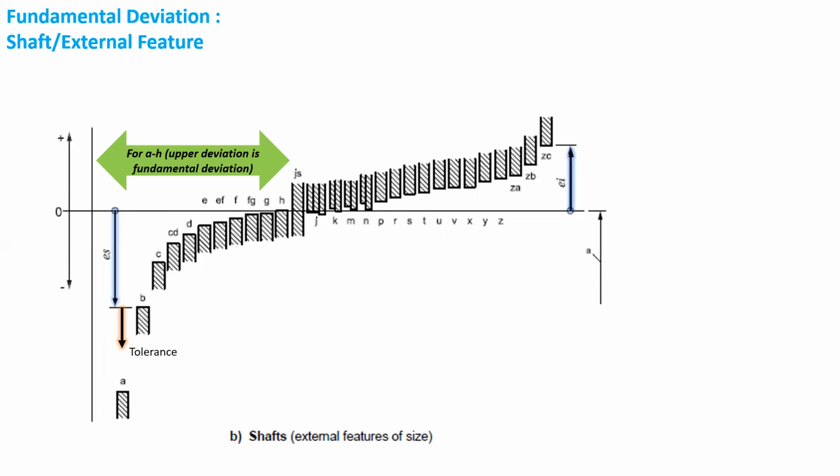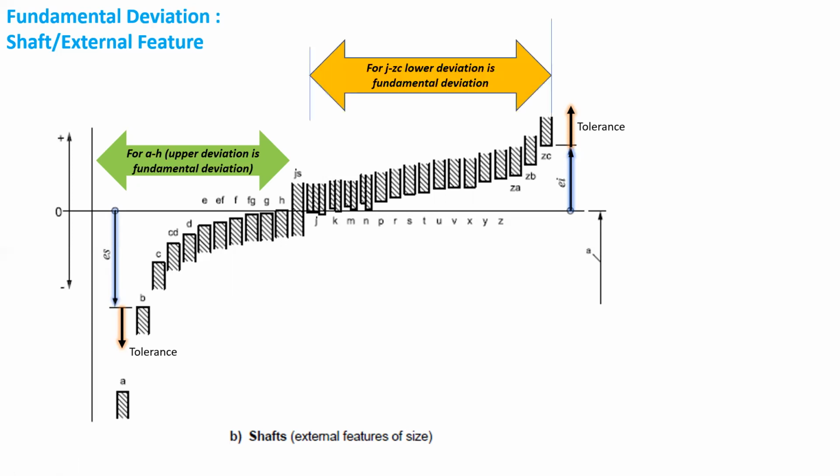And from shaft j to zc, the lower deviation will be the fundamental deviation and it will be positive. The tolerance zone will extend upwards from the lower deviation. So for shaft j to zc, the lower deviation is the fundamental deviation. Once we know the fundamental deviation and the tolerance grade, the other deviation can be found using the formula shown here. Let's take the example of a 30E8 shaft.